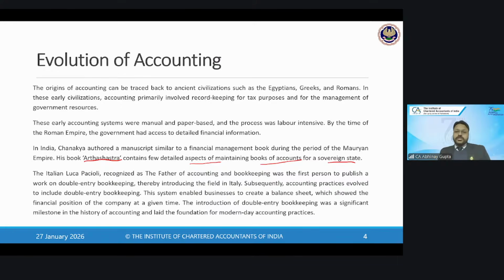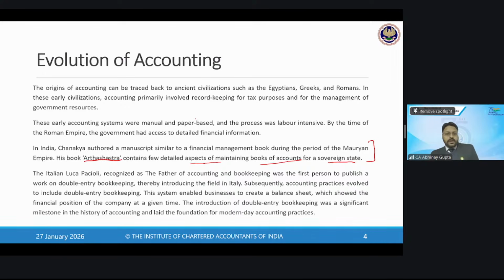Now, in the ancient time, Chanakya and the Mauryan Empire were approximately 2500 years back from today, right? So he wrote a book, Arthashastra, which contained how basic accounting aspects need to be dealt with, so that the emperor can maintain the revenue records, how much to collect from whom, right? So basically, that was the very purpose of this.